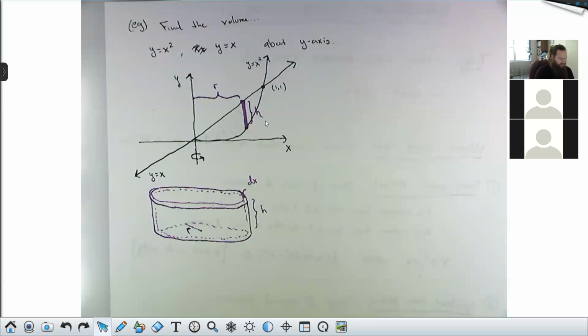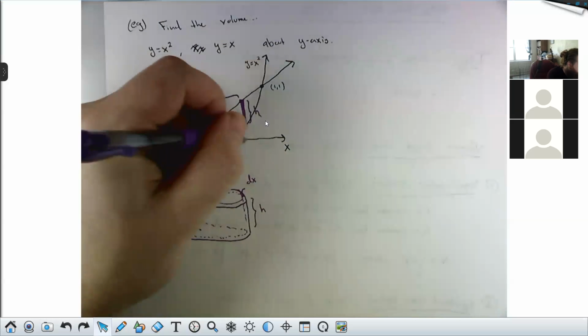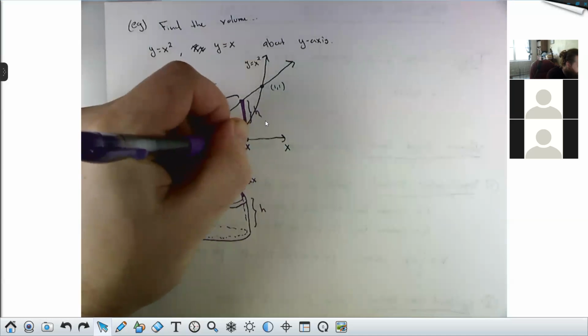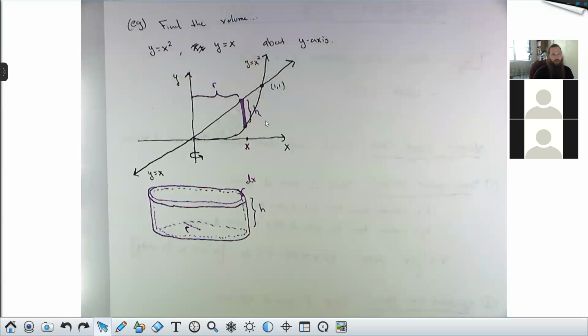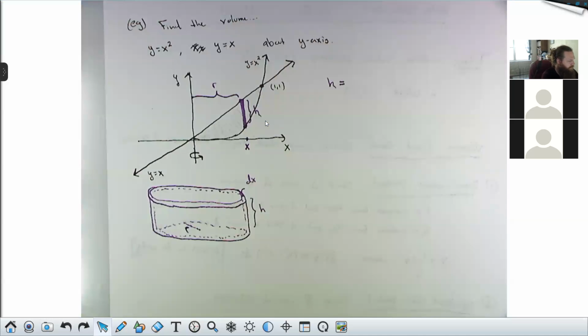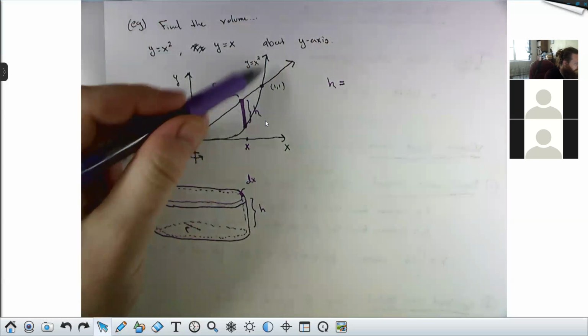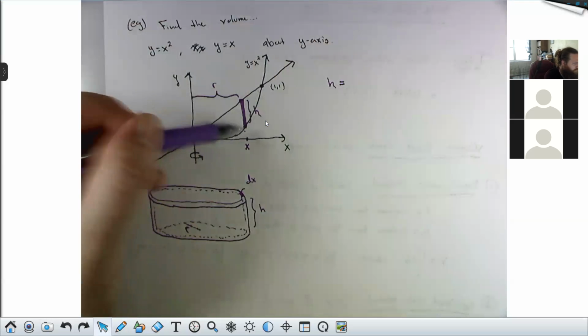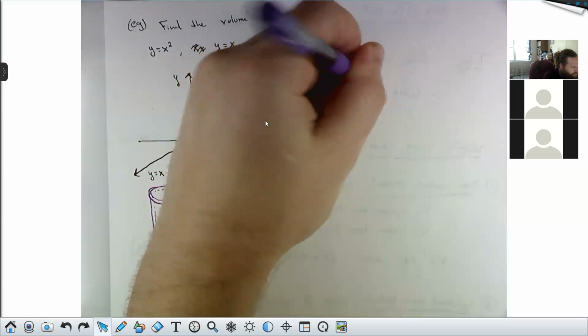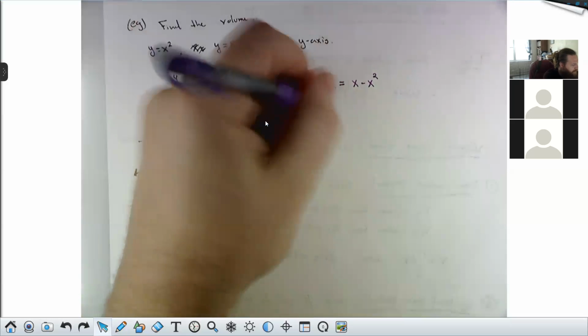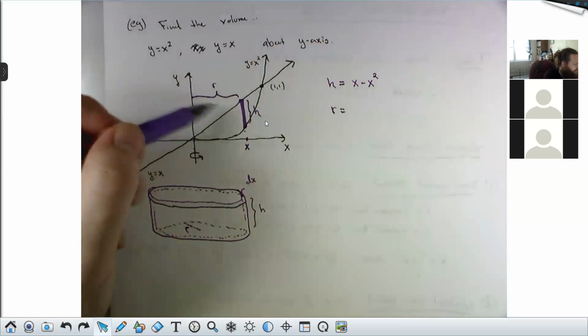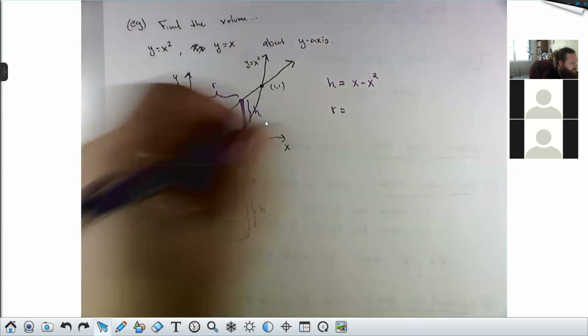Let's do the height first. Remember, this strip is always drawn in at an arbitrary x position, just a generic x position. So what is that height? x minus x squared. Good. It's the y value up here, which is x, because this is the line y equals x, minus the y value down here, which is x squared, because we're along the curve y equals x squared. And my radius, this horizontal distance, that's just x.